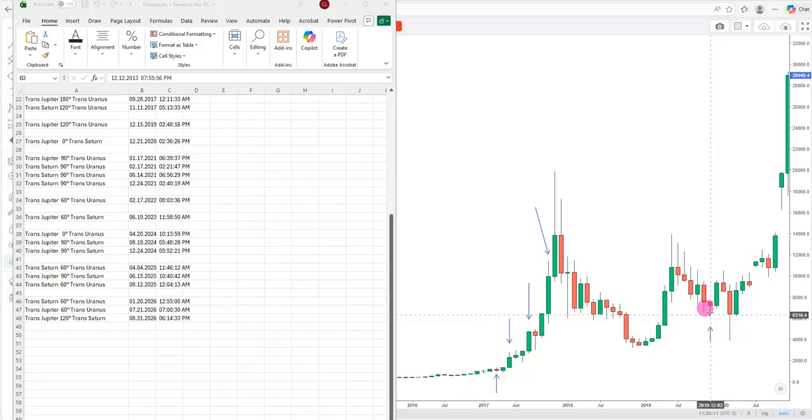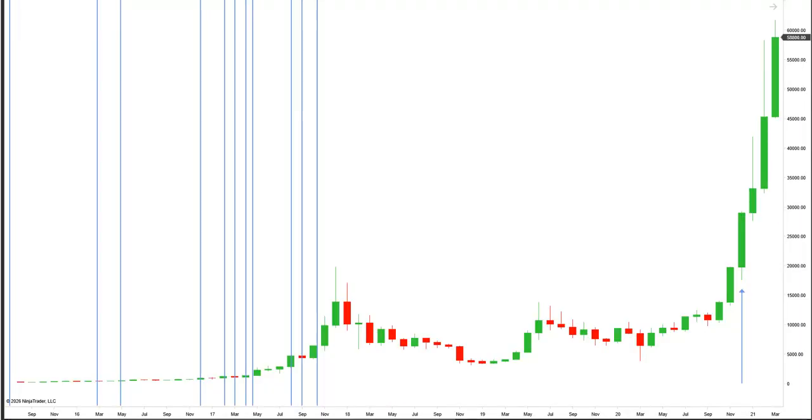Also in 2020, there's only one aspect in December. We have the Jupiter-Saturn conjunction. The December 2020 bar is kind of a miss. It's an acceleration of the trend, but it doesn't create any sort of reversal, but there is definitely an increase in volatility.